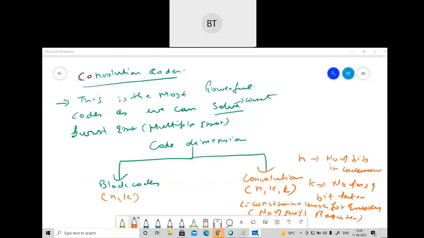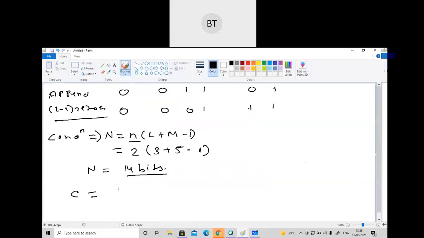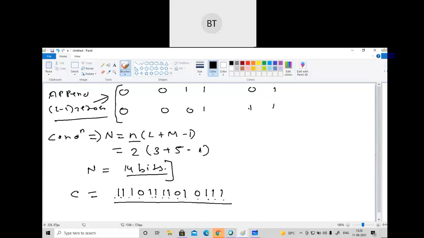So I will write the final code here. Let me write it once, then I will explain again. 1 1 1 0 1 1 1 1 0 1 0 1 1 1. So this is the final code. You can count here 1 2 3 4 5 6 7 8 9 10 11 12 13 14. So we have to get 14 bits. For this I have added extra 2 bits of 0, so we are calling it append L-1 zeros.